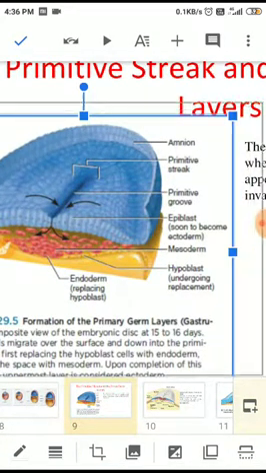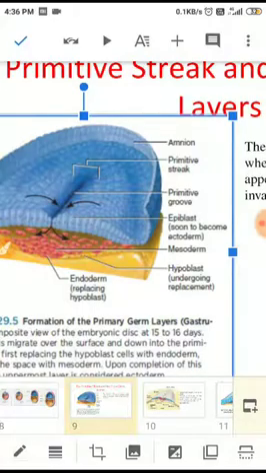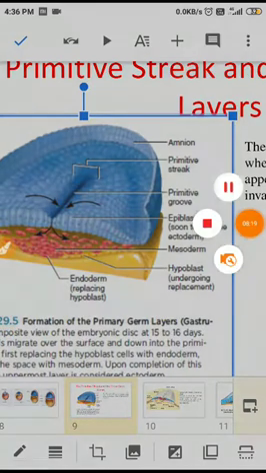You can see here in this photograph the amnion, primitive streak, primitive groove, epiblast, mesoderm, hypoblast undergoing replacement, and endoderm. The primary germ layers are formed.